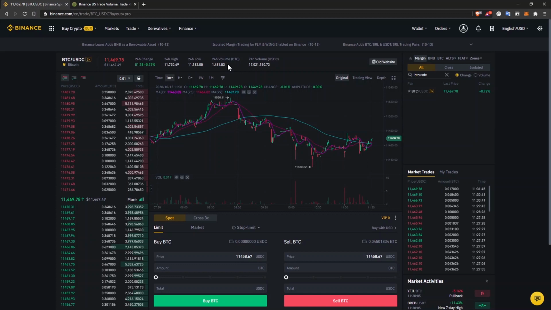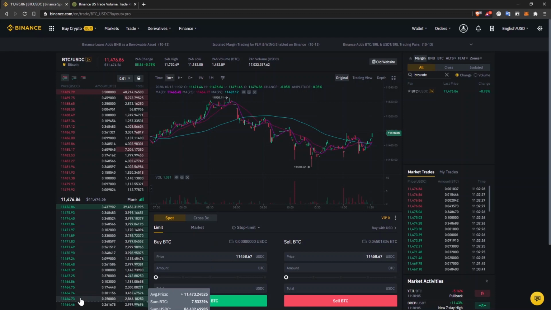You want to have high volume because that means there's liquidity, which means if you place a buy or sell order, it will trigger rather quickly. And the 24-hour volume in USDC was 17 million.